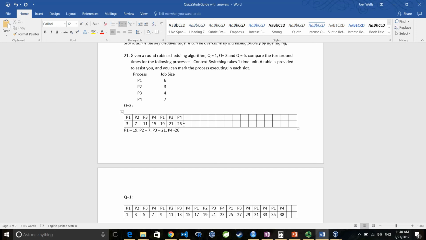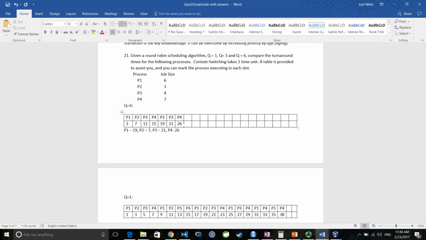So now what's turnaround time? Somebody define turnaround time for me. Time it takes to complete a process. Absolutely, time it takes to complete. So that's going to start on arrival, and it's going to run to completion. This is one of the simpler ones.